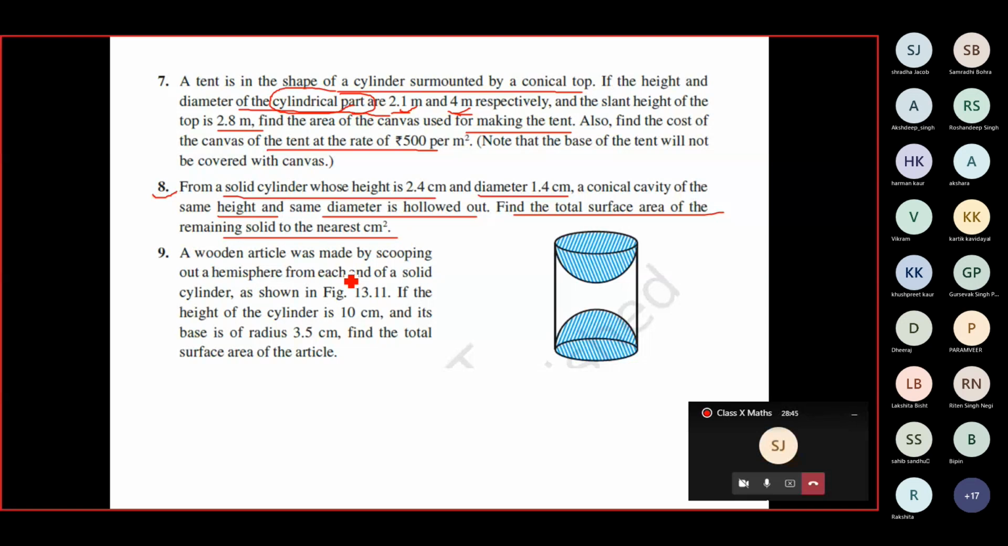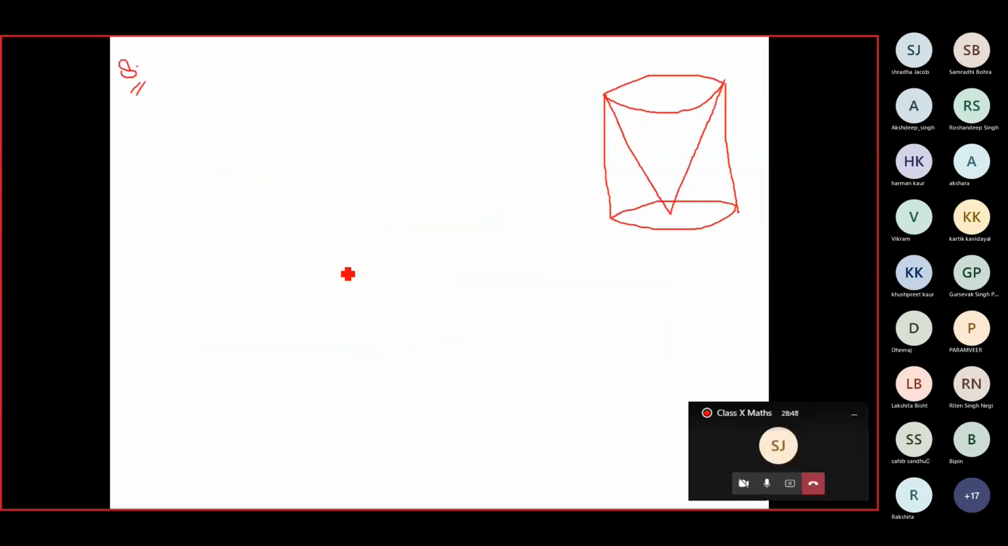Okay, so what you have to find? Total surface area. So tell me, what will be the total surface area of it? Anybody? The total surface area of the solid is equal to what I will write? 2 pi r plus h, minus TSA of cone. Plus. Say plus. Okay. And plus surface area of circle.